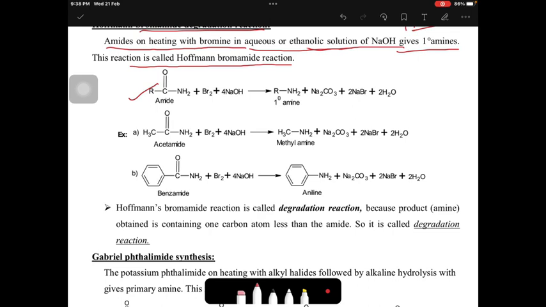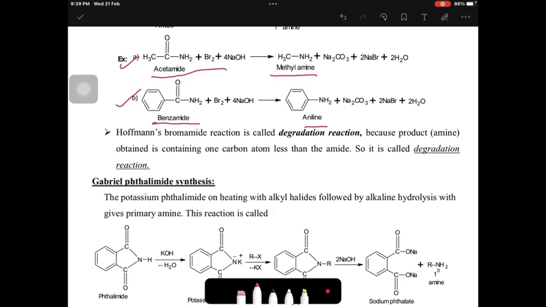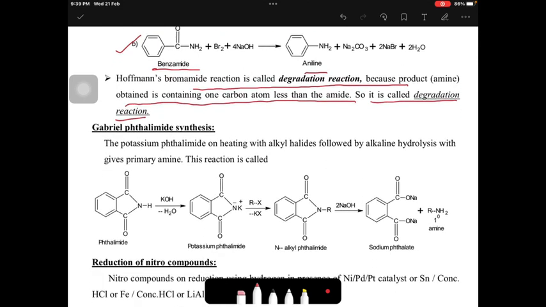General equation, example 1 and 2. Here acetamide reacts with bromine and gives methylamine. Benzamide gives aniline. The Hofmann bromamide reaction is called a degradation reaction because the product obtained contains one carbon atom less than the amide. So it is called a degradation reaction.